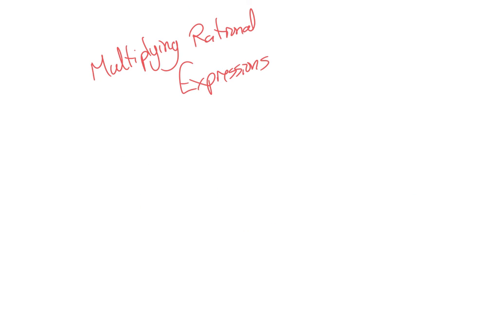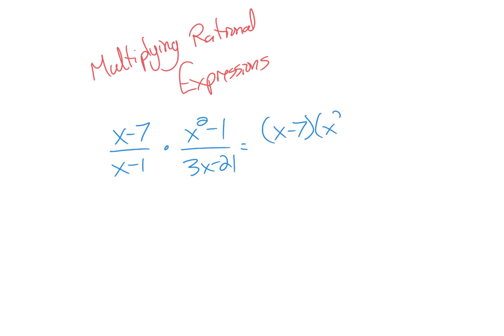So now we're going to multiply rational expressions. So let's take x minus 7 over x minus 1 times x squared minus 1 over 3x minus 21. So really what's happening is we're just going to multiply the numerators and multiply the denominators. Now we could multiply these out and get polynomials, and then we could factor it out to see if anything simplifies, but we are already partly factored here.